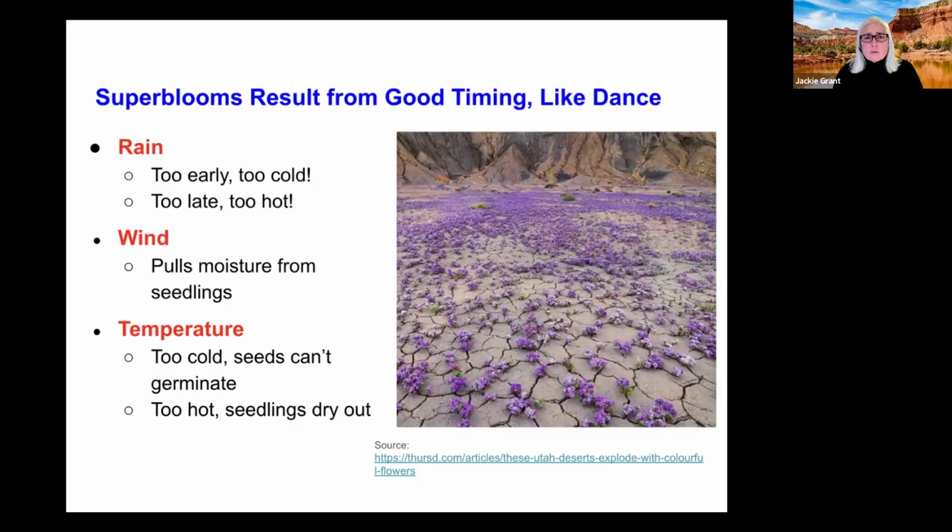The wind is very important, and the timing of the wind in the desert spring. It will pull moisture from seedlings if they've sprouted because the temperature and the rain were correct earlier. But if it's too windy, the seedlings won't make it, and then we won't have a super bloom.